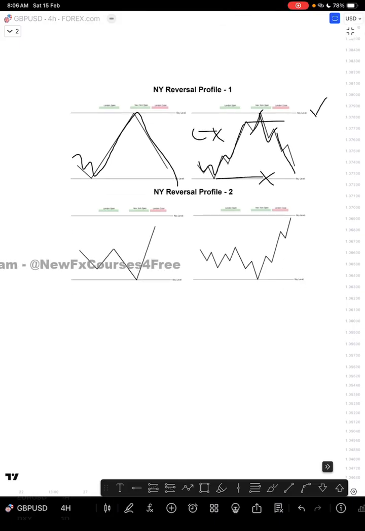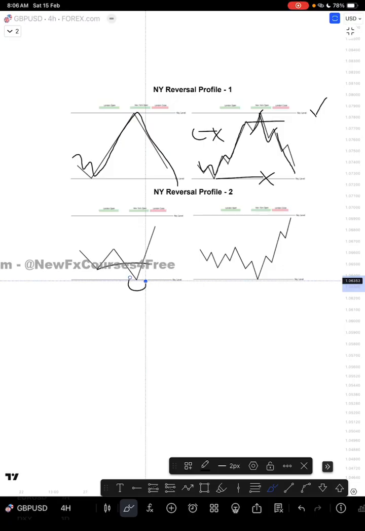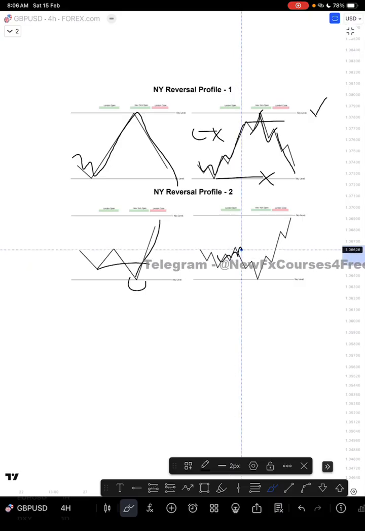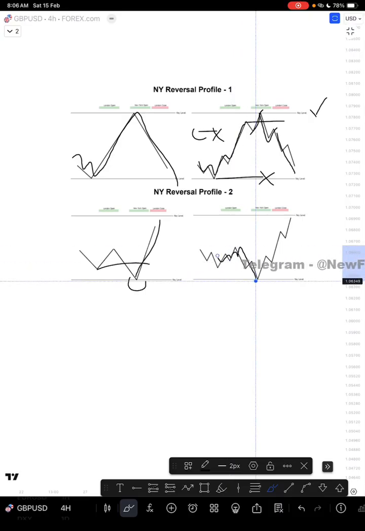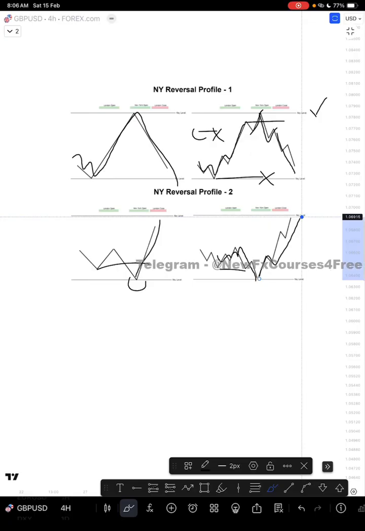So New York reversal profile 2. Here, this was London's session low. New York sweeps London session low into our key level before expanding higher. London consolidates, New York takes London session low, then expansion, then London close, retracement, then you've got your reversal.